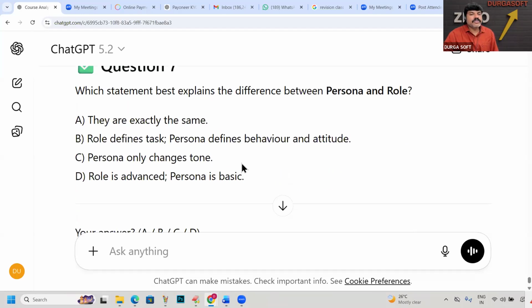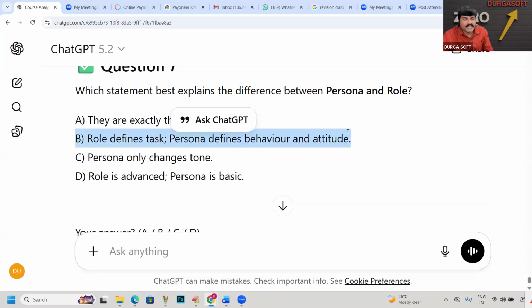Which statement best explains the difference between persona and a role? Wonderful. B, sir. Role defines the task, persona defines the behavior and attitude. B, sir. Answer B. Excellent. The other options, like persona only changes tone, or role is advanced and persona is basic, are wrong. So B is the correct answer.